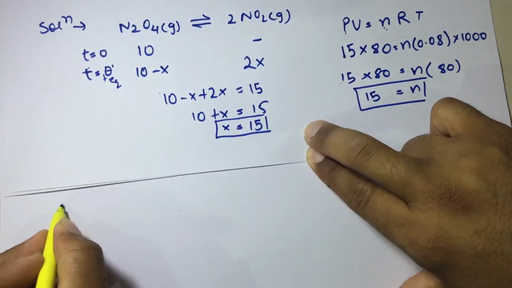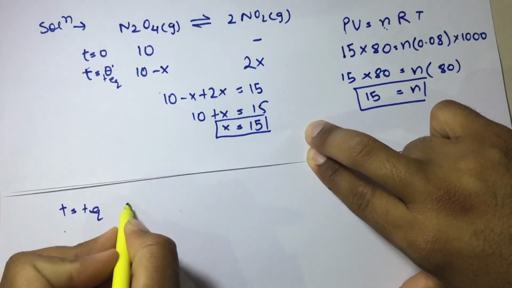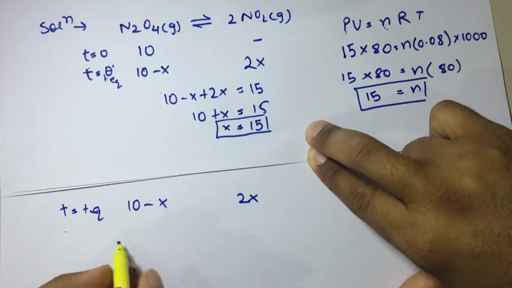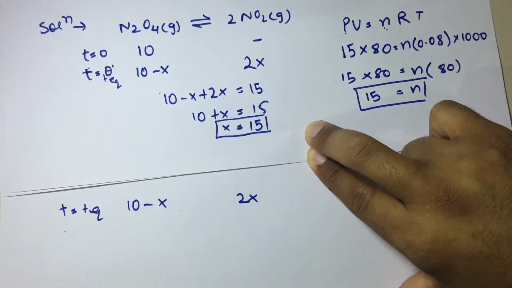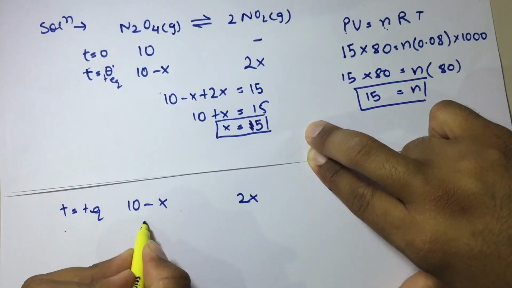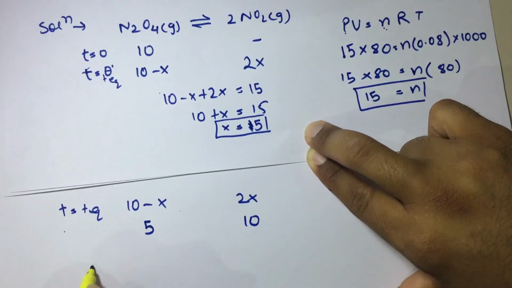Here at t equal to t equilibrium, N2O4 is 10 minus x and NO2 is 2x. We put the value of x here. X is 5, sorry. So we put the value of x, so it will become 5, and 2x will become 10. Now we can easily find the value of Kc.